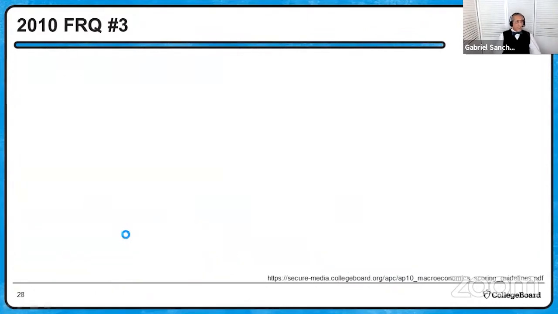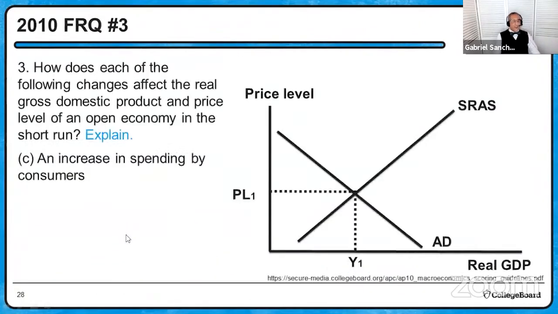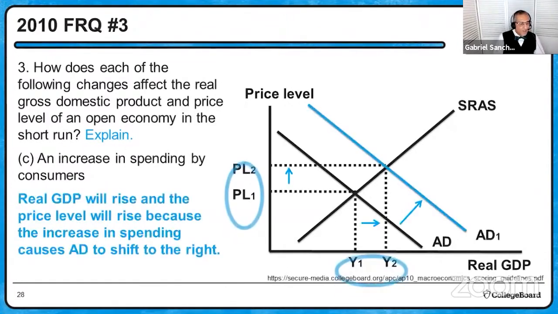All right, let's get to part C. We are almost done. Part C, an increase in spending by consumers. Increase in spending. Is that aggregate demand or aggregate supply? Make your choice, make a shift. What happens to price level? What happens to output? Are you ready? Here we go. Here's the answer. I know you know it.